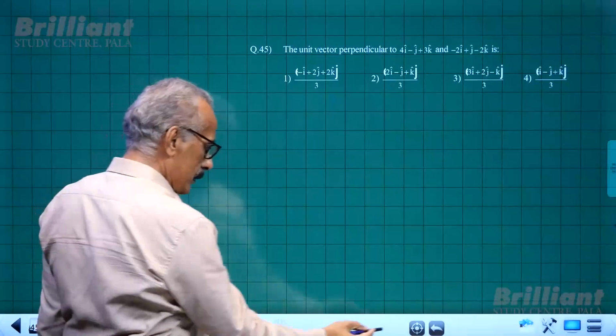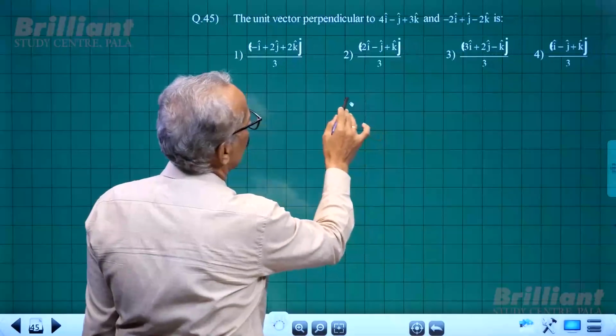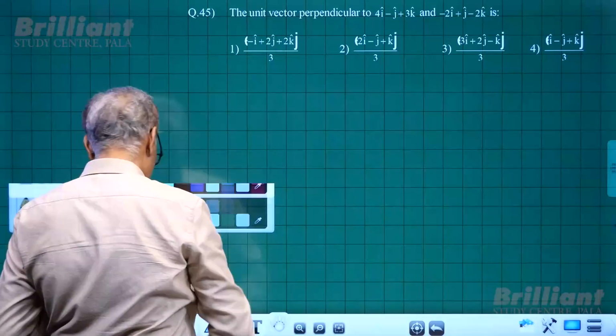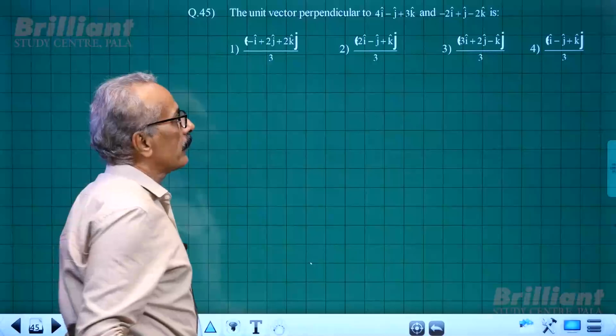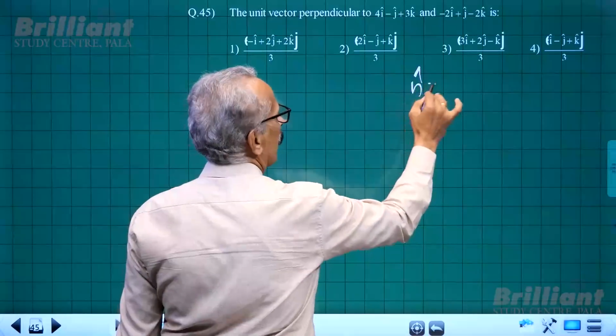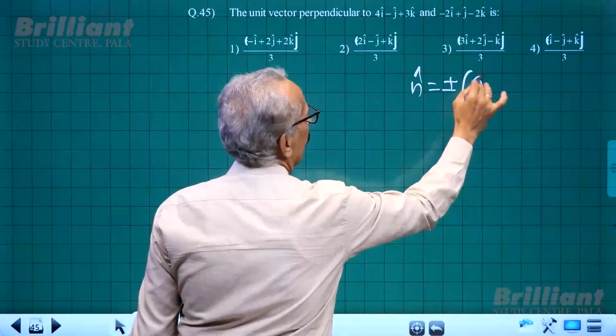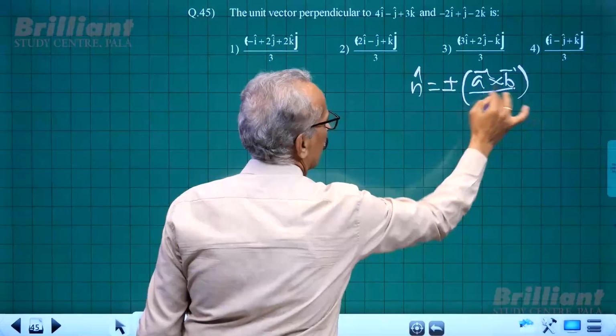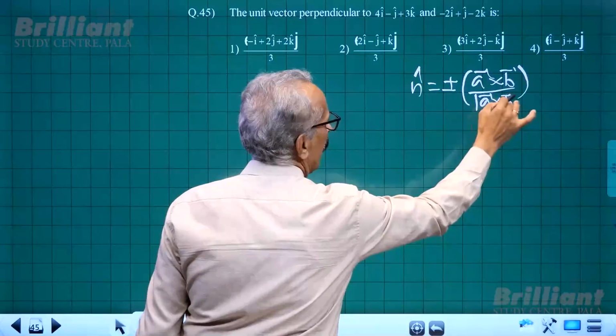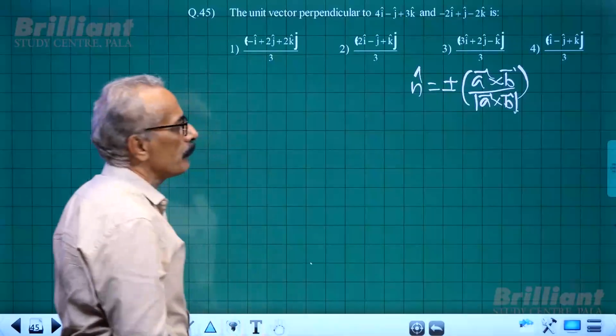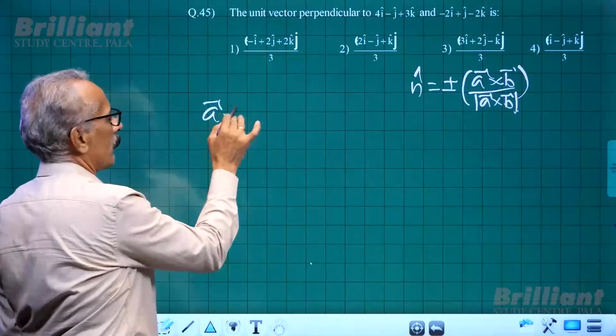The unit vector perpendicular to both. What is the formula? N cap is equal to plus or minus A cross B divided by modulus of A cross B. Just now I have shown you how to calculate your A cross B. So we will calculate A cross B.